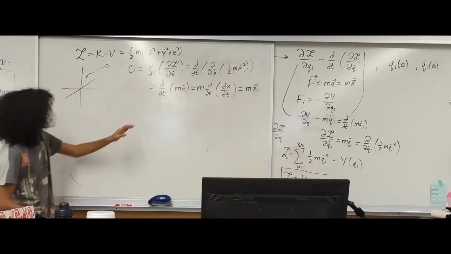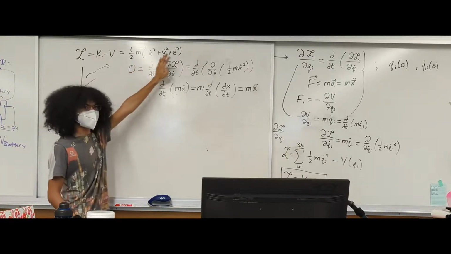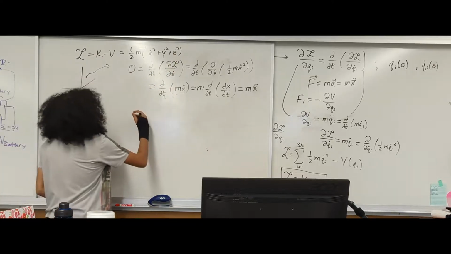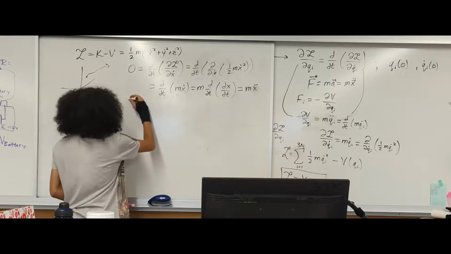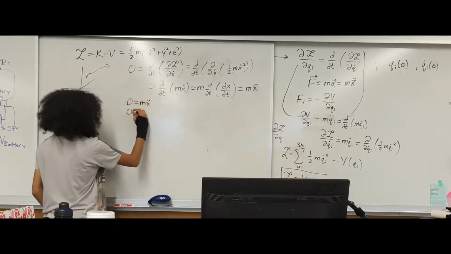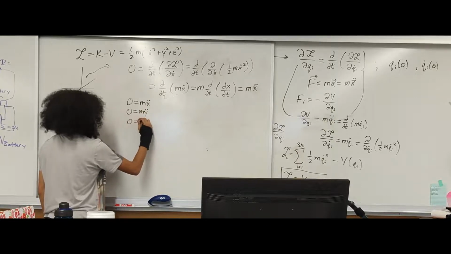Okay. Is the x part of the Lagrangian especially different from the y or z parts? No. So we have our first equation, which is this. Our second, or y equation, will be this. Our z equation will be this.